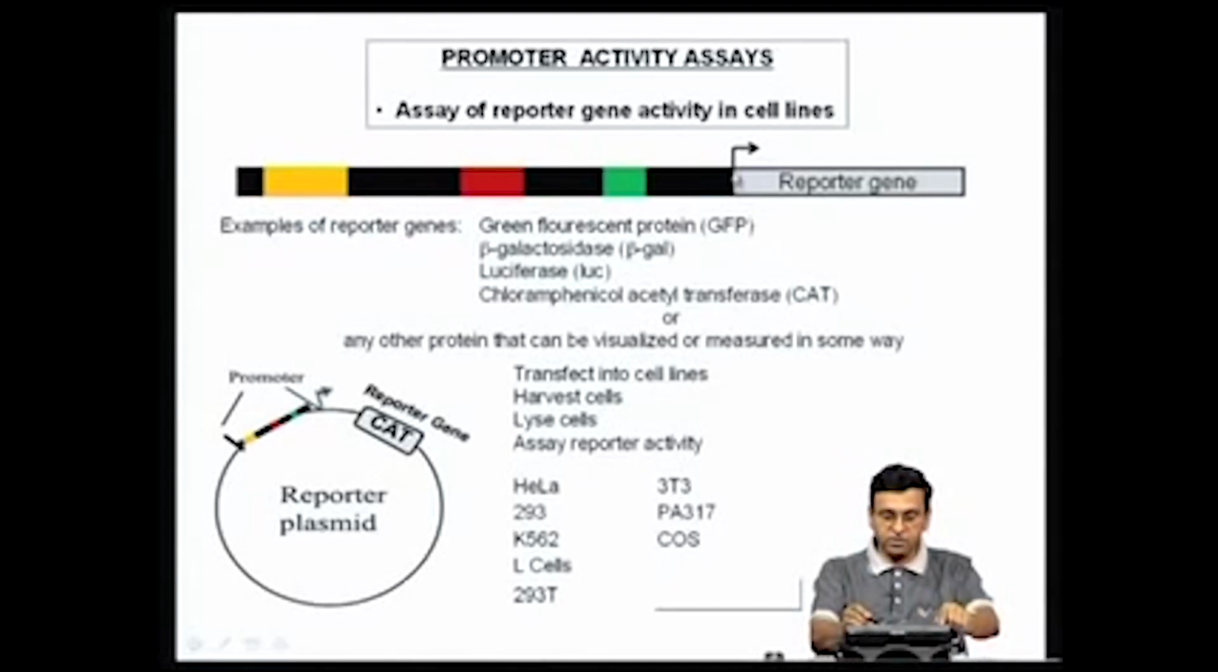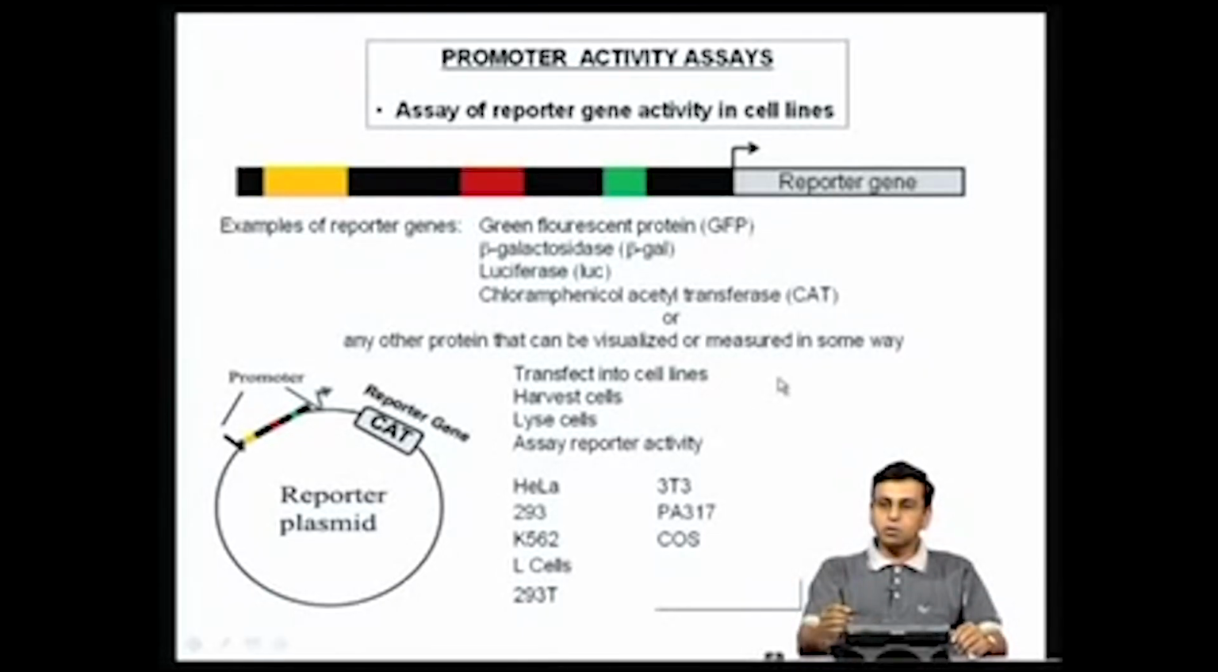You can actually have restriction sites. By using restriction sites, you can put different reporter genes. Now, what is a reporter gene? A reporter gene is one which codes for a protein or an enzyme whose activity can be easily assayed. Okay, or whose presence can be easily assayed if it is a protein, or if it is an enzyme whose activity can be easily measured. So, it becomes very easy to assay the promoter activity.